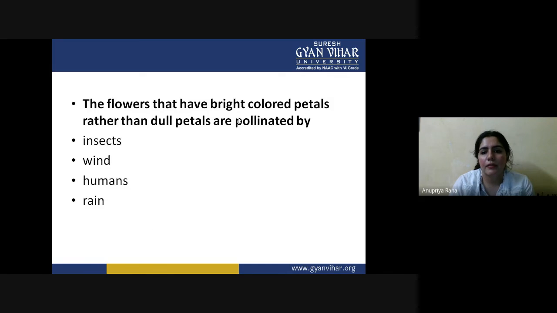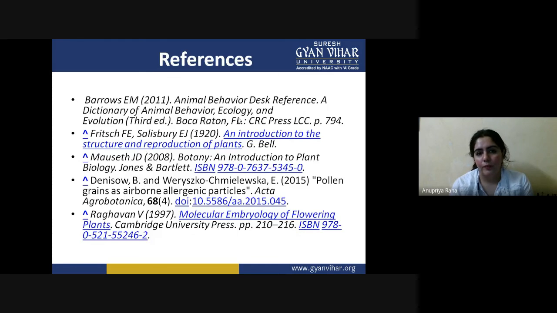That is very easy, because some of them are restricted to the bright color petal flowers, and only they can be responsible for their pollination. So I think you all got the knowledge about how pollination works, what their types are, and what the agents are which help in pollination.